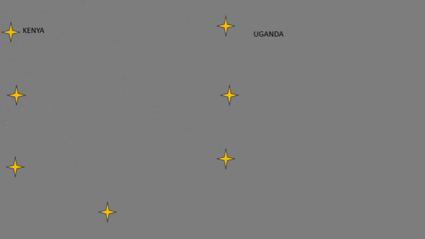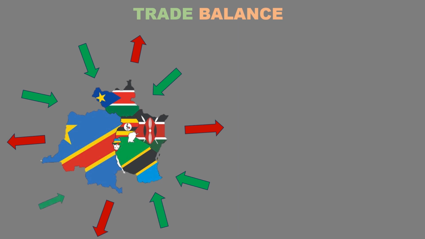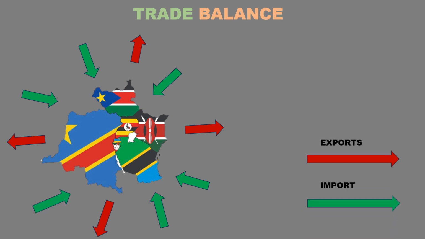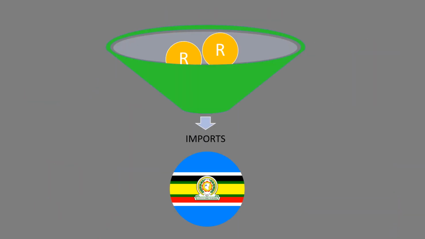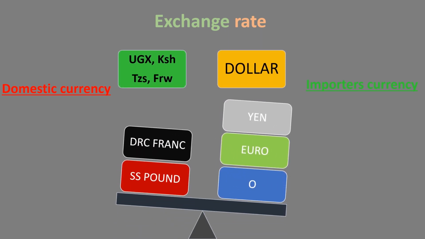Here are 4 reasons how reliance on imports affects currency fluctuation. 1. Trade balance. If a country's imports exceed its exports, it creates a trade deficit. To pay for the excess imports, the country needs to buy foreign currency, increasing the demand for foreign currency and putting downward pressure on the domestic currency. 2. Exchange rates. When a country imports a large amount of goods and services, it weakens the domestic currency relative to the currencies of its trading partners. This can make imports more expensive for domestic consumers and exporters more competitive in international markets.